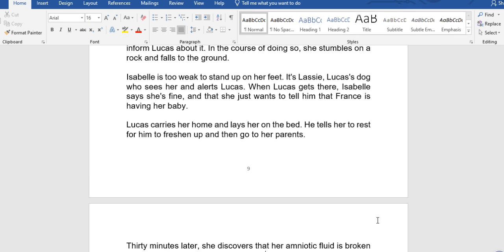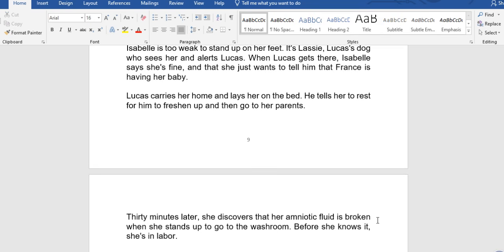When Lucas gets there, Isabel says she's fine and that she just wants to tell him that France is having a baby. Lucas carries her home and lays her on the bed. He tells her to rest while he freshens up and then goes to her parents.